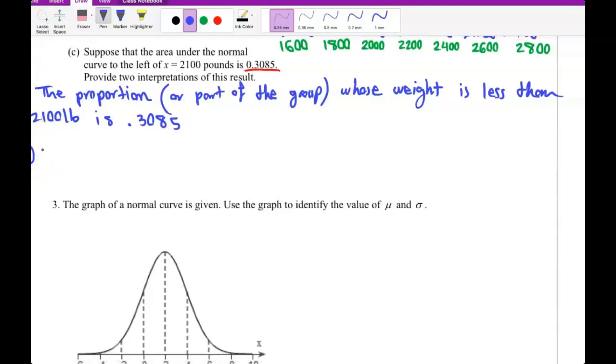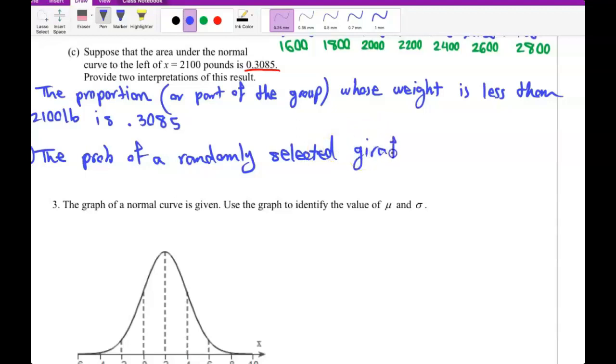Another one we can say: the probability of a randomly selected one with weight less than 2100 is 0.385.